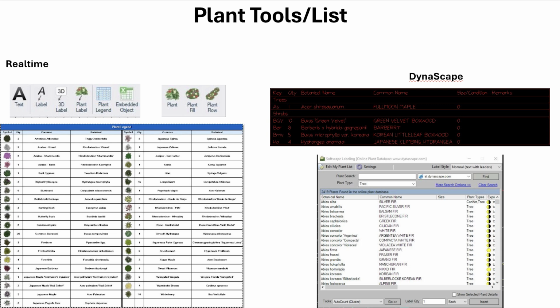The Plant Legend tool gives us a list of the types of plants used, the amount of each plant, as well as a realistic symbol of each plant. This differs from Dynascape's plant list because Dynascape's list did not include a symbol of each plant and included the size and condition of each plant.